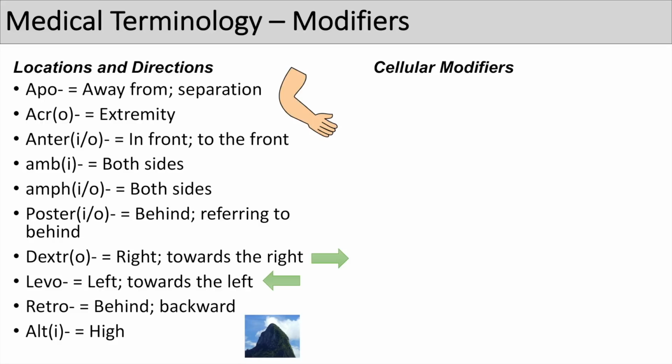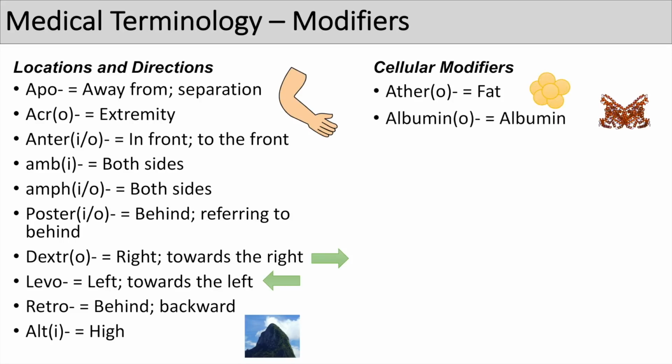So there's also some cellular modifiers that weren't discussed in previous lessons. The first one is athero or ather. This means fat, so you might have heard of atherosclerosis. The next prefix is albumin or albumino. This simply refers to the protein albumin, which is in our blood. The next prefix is band or bando. This actually just means bands, and really what it means is band cells or immature white blood cells. So you might hear the word bandemia.